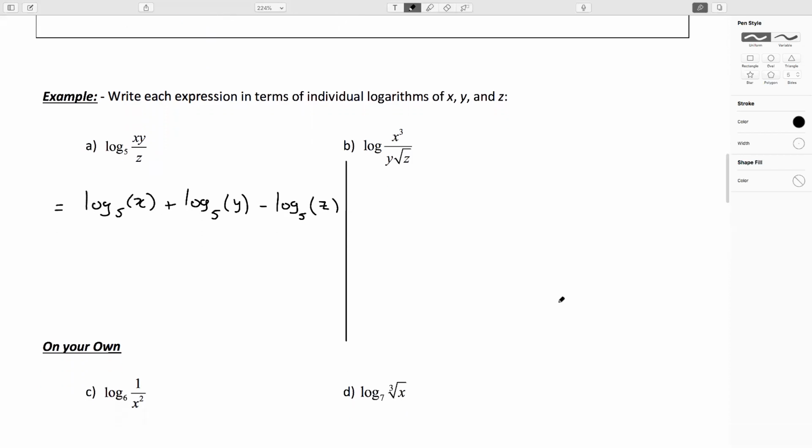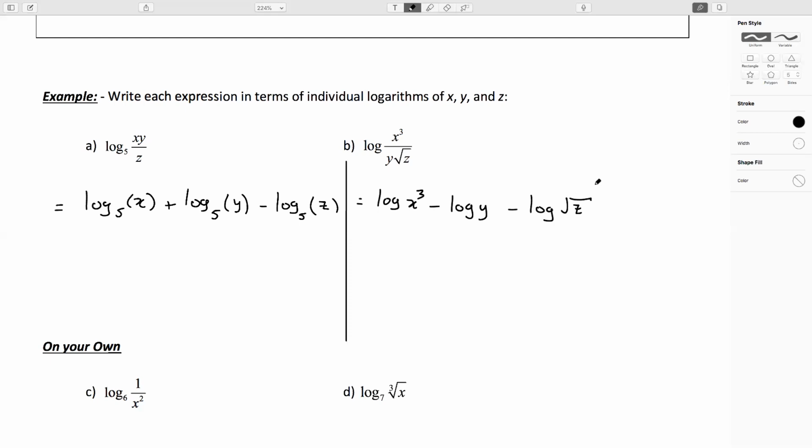All right, let's try this again with the next one. This time we've only got one thing in our numerator, so that's going to be the positive term, but we have two things in our denominator, y and root z. So we should have log of x cubed minus log of y minus log of root z. There's no label for the base, so we'll call it base 10. Log of x cubed minus log of y minus log root z.